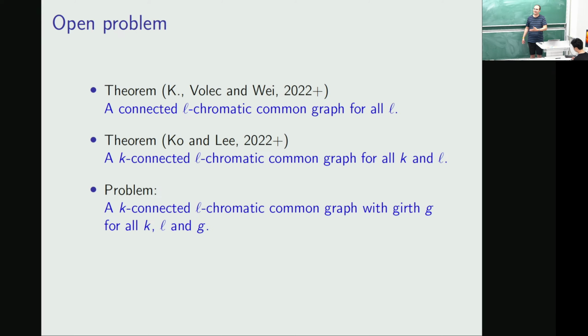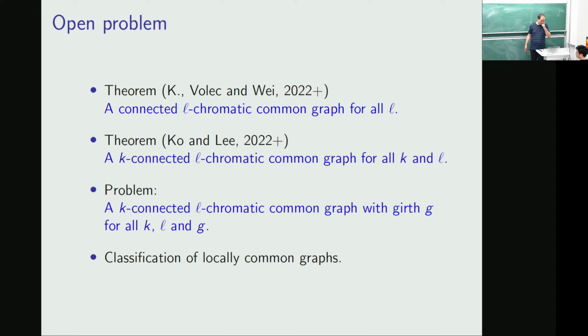The obvious candidate, of course, is to take, let's say, one subdivision of the complete bipartite graph, but then the number of edges is linear in the number of vertices, because we have a lot of vertices of degree 2. And of course, classification of locally common graphs.